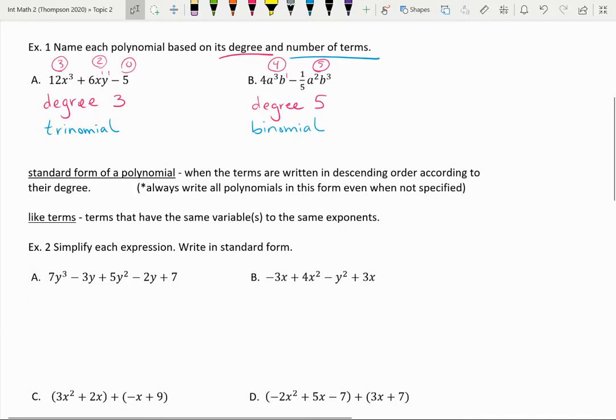Standard form of a polynomial is when the terms are written in descending order according to their degree. Now in this assignment, it does say write in standard form. You're going to always write in standard form, even if it doesn't specify to. Okay, we're always just going to keep it the same.